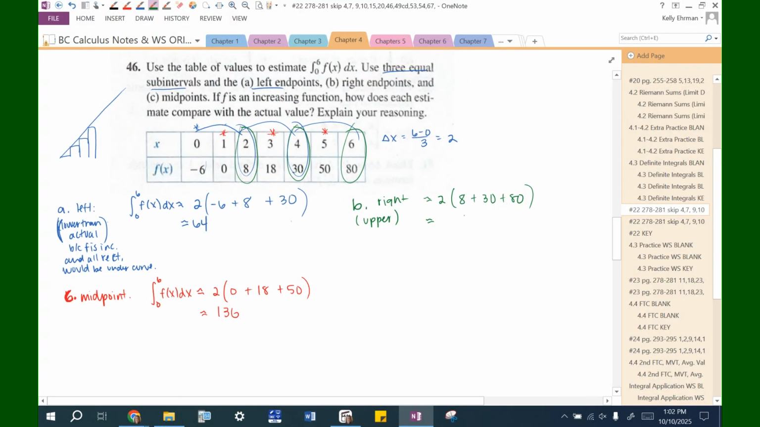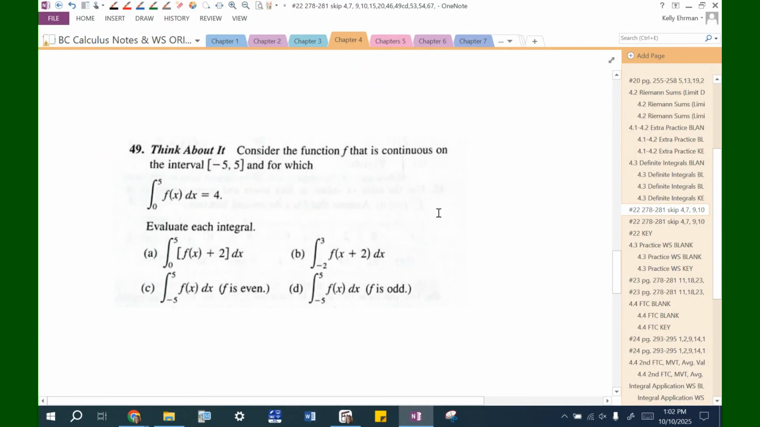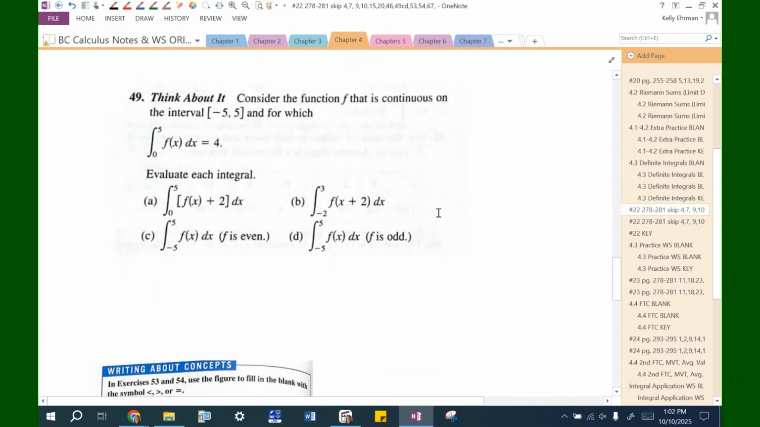This is 118 times 2, should be 236. Okay, 49. Consider the function f that is continuous on this interval for which the integral from 0 to 5 of f of x equals 4. So I don't know what f of x looks like, but I know from 0 to 5 it's something positive and it's got an area of 4.